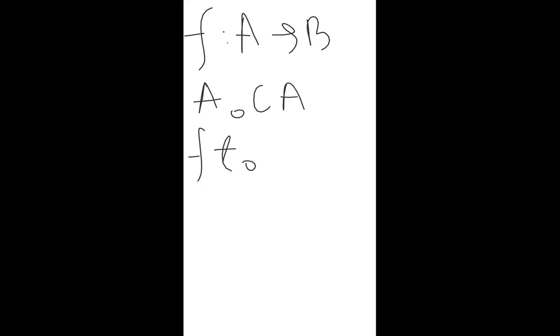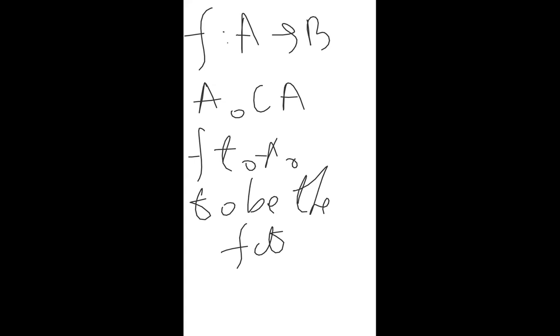And what I said before about restrictions, we can also restrict the domain of F. So if we have F mapping A into B, and A sub zero is a subset of A, we define the restriction of F to A sub zero to be the function such that A is in A sub zero. So we change the domain of F to restrict it to a subset of the original domain. And we denote this by F restricted to A sub zero.